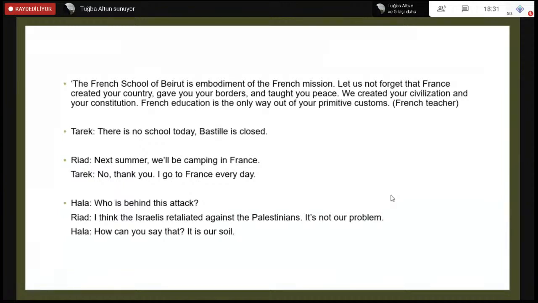And when the 1975 attack happened, Hala and Riyad, his mother and father, talk about it and who is behind this attack. Hala asked, and the father said that I think the Israelis retaliated against the Palestinians. It is not our problem. So there is no Arab nationalism. They differentiate themselves from Palestinians. It is between Israelis and Palestinians. It doesn't concern us. But the mother said it is our soil. So they differentiated from Arabs, but patriotism is there.